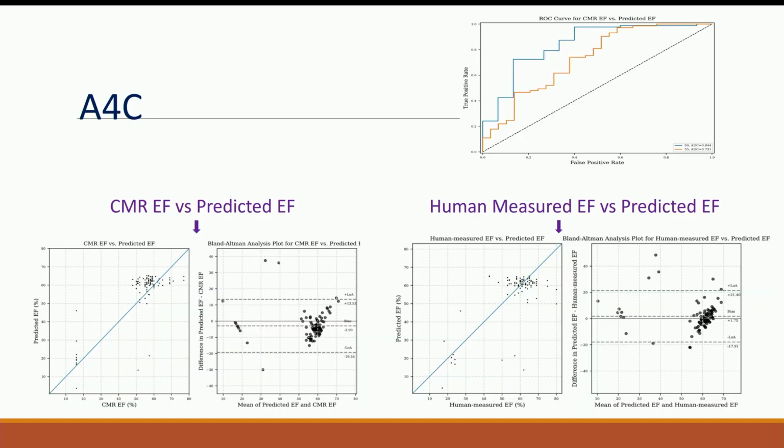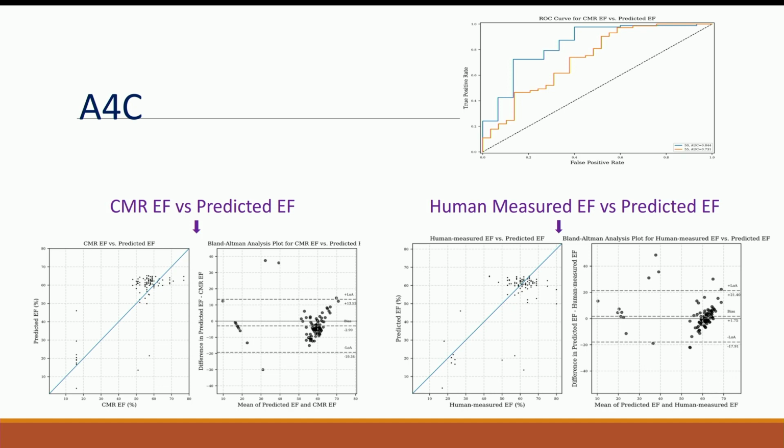And some visualizations, right? For the scatter plot of CMR versus predicted, you see a lot less deviation compared to that of human measured versus predicted, and better Bland-Altman limits of agreement, those two horizontal lines. On the top right, you see an ROC curve. The blue curve represents a threshold of 50% EF, right? The area under the curve is about 0.844, so it's pretty decent differentiating capability for above and below 50%.